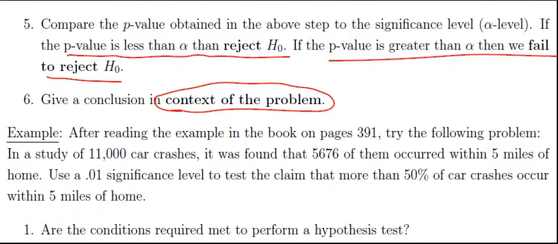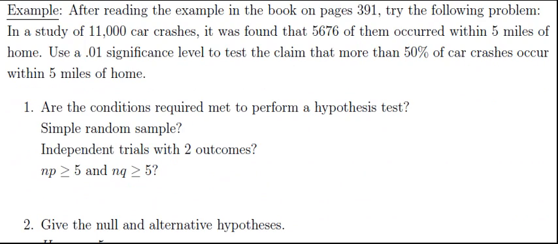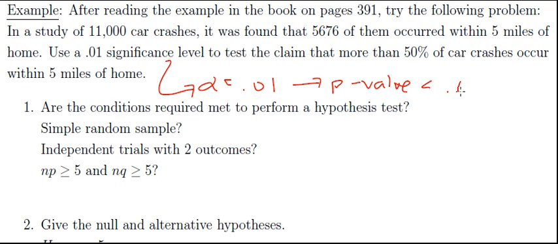All right, so let's go ahead and do an example. After reading the example in the book, try the following problem. In a study of 11,000 car crashes, it was found that 5,676 of them occurred within 5 miles of the home. Use a 0.01 significance level. So that means that alpha is equal to 0.01. And so that means if the p-value is less than 0.01, we reject H naught.